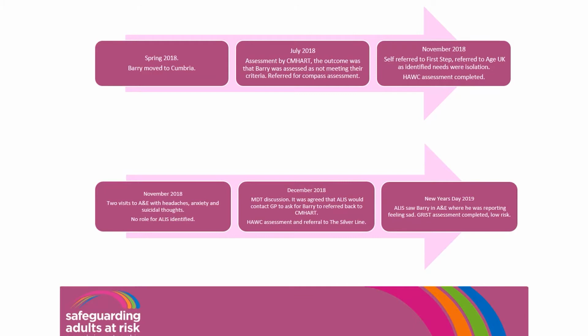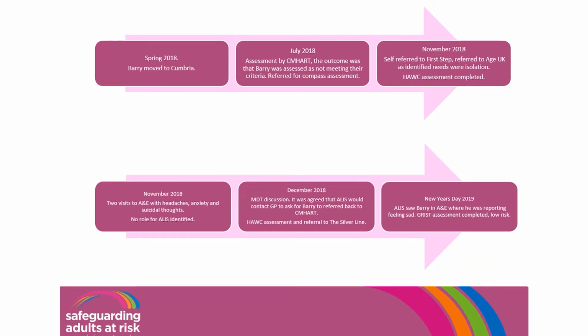So Barry moved to Cumbria in spring 2018, and he had contact with services almost from the off via GP initially and subsequent referrals. So he was involved with the community mental health assessment and recovery team. Referrals were made to them, and follow-up referrals from them to the Compass assessment, which is an assessment that looks at sort of third sector organisations and community resources that might have been available to support Barry. He also self-referred himself in November of 2018 to First Step.